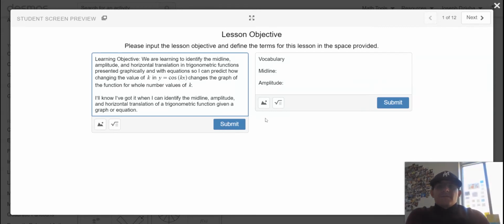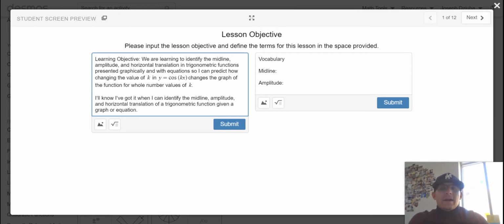All right, here we go. Final four. We're going to continue to build upon the vocabulary that we've been talking about with the midline, the amplitude, and this idea of translating trigonometric functions horizontally. Don't be flustered if it's pretty frustrating. It's always a challenging topic, further compounded by the fact that we're talking about trigonometry at the same time.